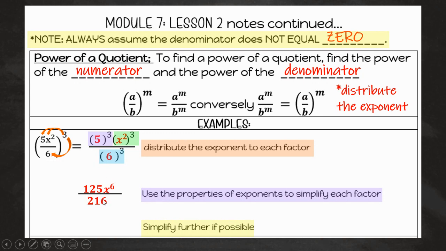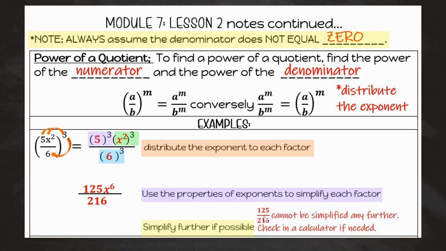This cannot be simplified further, so it says simplify further if possible. You can always check if a fraction needs to be simplified by typing it into your calculator and doing 125, clicking the ABC button, 216, and hitting equals. If the same fraction remains, then that means that it cannot be simplified any further. So just a little tip to help you with simplifying fractions if you struggle with that.